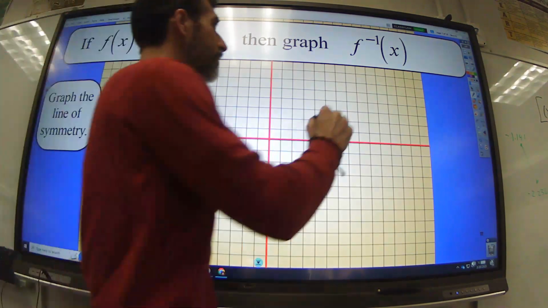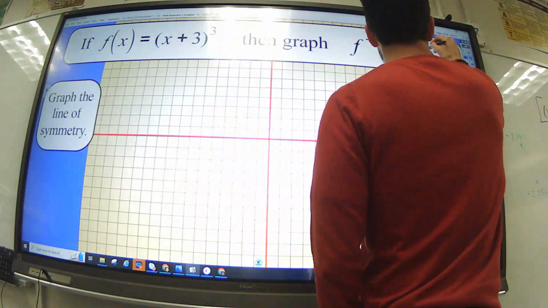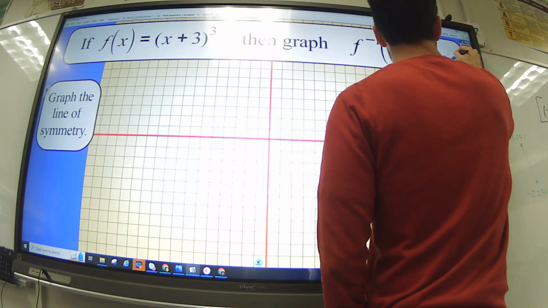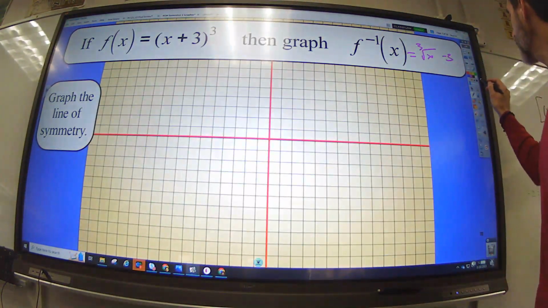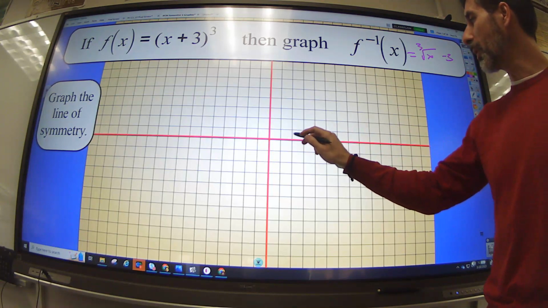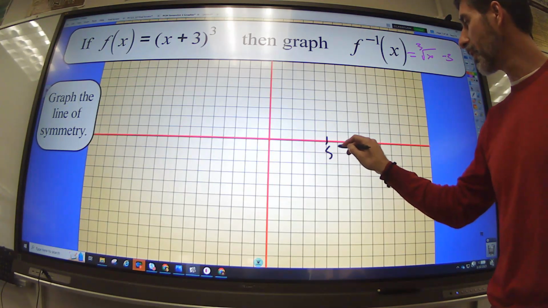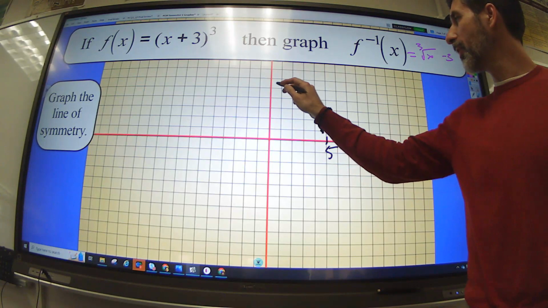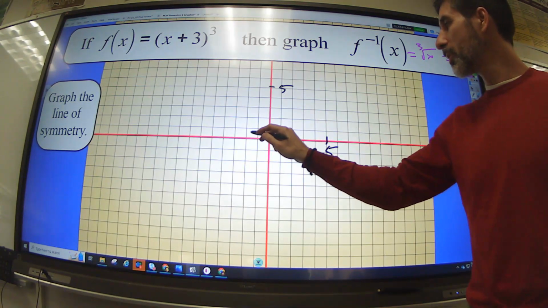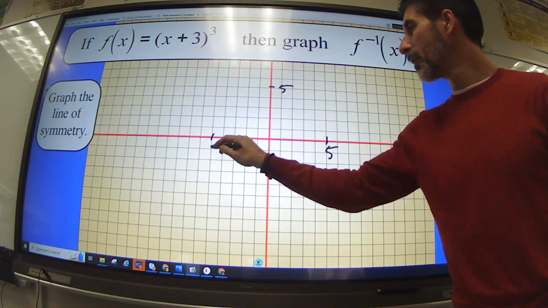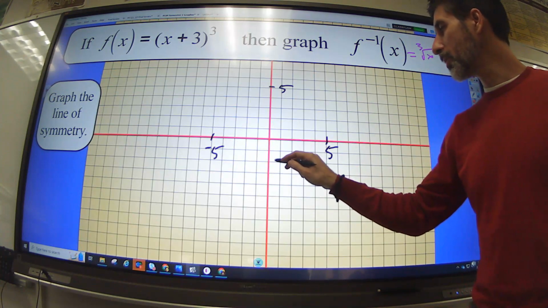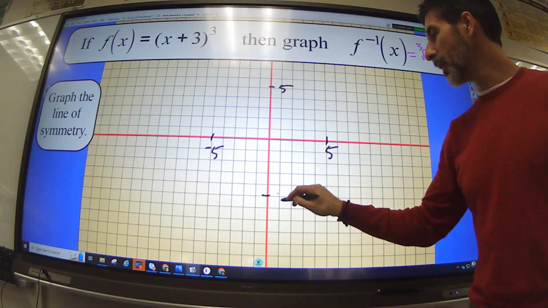Which equals cube root of x minus 3. Let's put in our numbers, shall we? 1, 2, 3, 4, 5 on each positive axis, and 1, 2, 3, 4, negative 5 on each negative axis.